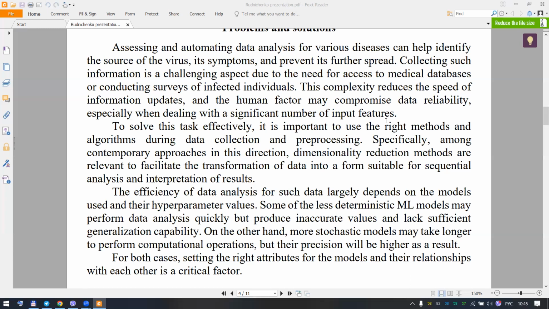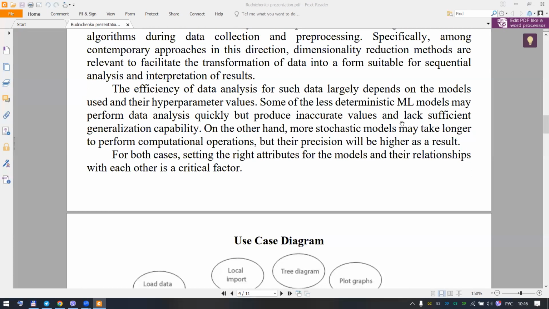Some less deterministic machine learning models may perform data analysis quickly but produce inaccurate values and lack sufficient generalization capability. On the other hand, most stochastic models may take longer to perform computational operations, but their precision will be higher as a result. For both cases, setting the right attributes for the models and their relationships with each other is a critical factor.